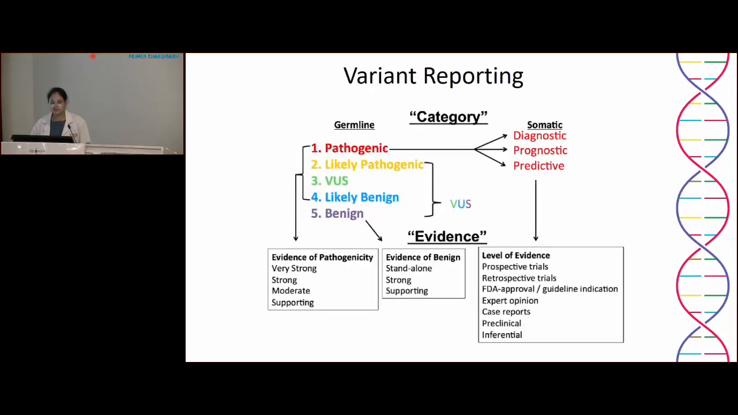Once you have the variant, you have to report according to the ACMG guidelines, which is a 5-tier based classification. And whenever one of these classifications is reported, it has to be associated with evidence. So whenever you look at an NGS report, you have to see the evidence for which this classification has been given for any variant. And for somatic variation, only actionable variants are to be reported.